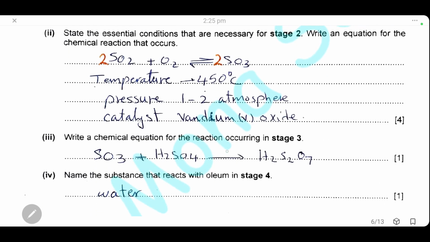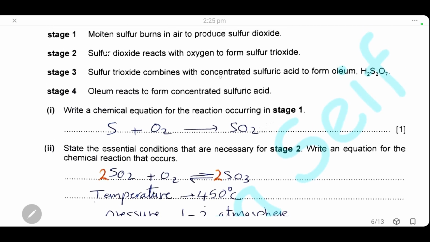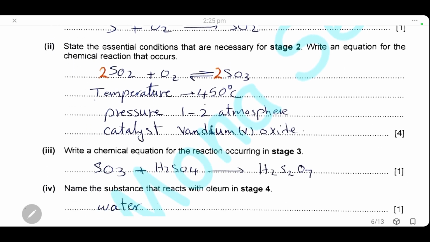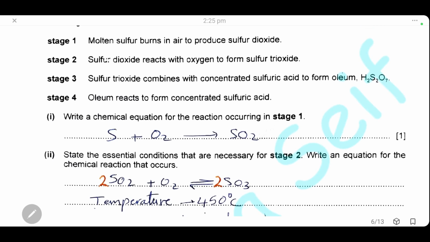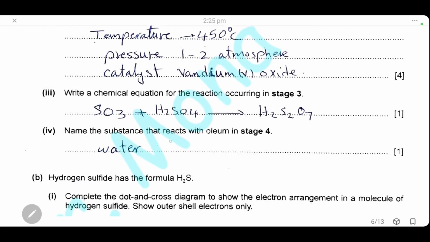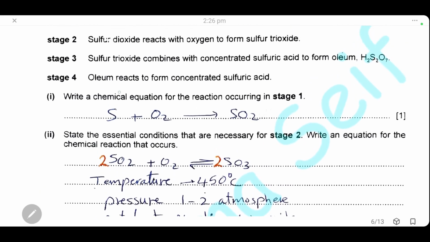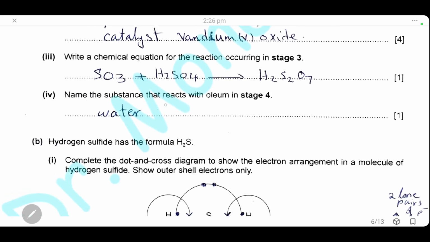Write a chemical equation for the reaction in stage 3, in which sulfur trioxide react with sulfuric acid to form oleum. Here is sulfur trioxide and sulfuric acid, and he already gave you the formula for oleum, but you have to know it. Name the substance that react with oleum in stage 4. Oleum react with water to form concentrated sulfuric acid. So the substance that react with oleum is water.